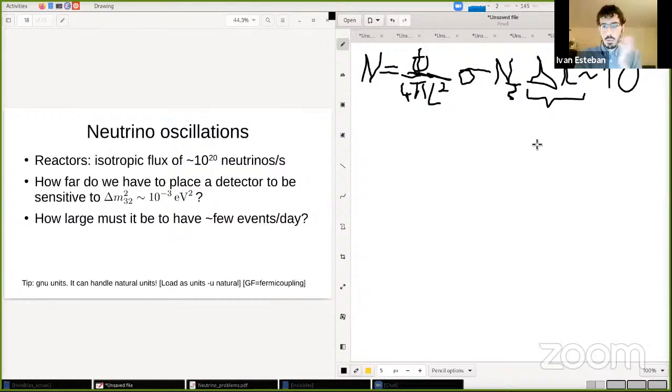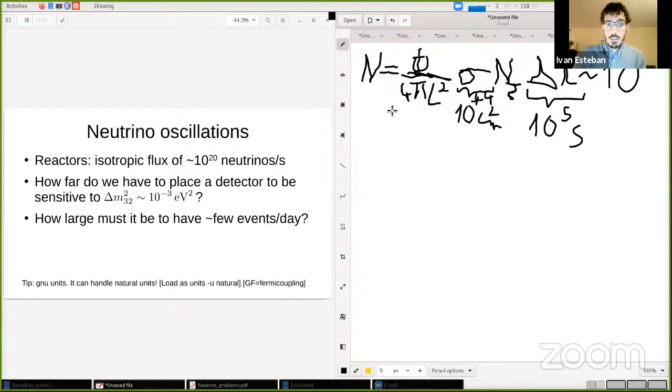So basically, we take delta t to be of order 1 day. 1 day is basically 20 hours. 1 hour is basically 3,000 seconds. So this is basically 1 day, which is 10 to the 5 seconds. The cross section, the typical cross section between neutrinos and matter, is 10 to the minus 44 square centimeters.